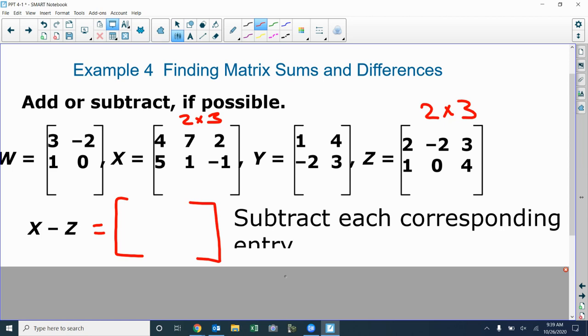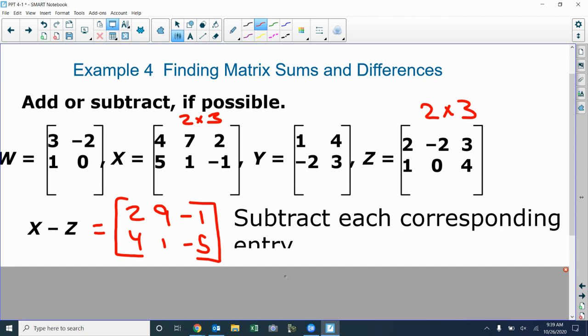All right, so 4 minus 2, I think, is 2. We're going to have 7 minus a minus 2. I think we get 9. We're going to have 2 minus 3, which gives me -1. We're going to have 5 minus 1, which gives me 4. We're going to get 1 minus 0, which would be uno, and -1 minus 4 would give me -5. How did I do there? Did everybody get about the same as I did?